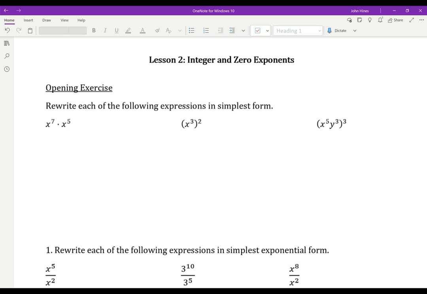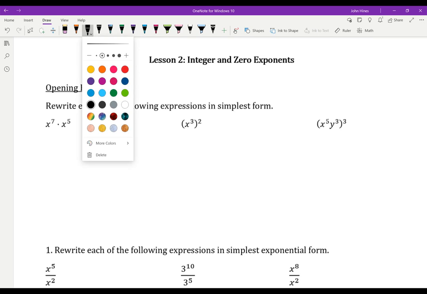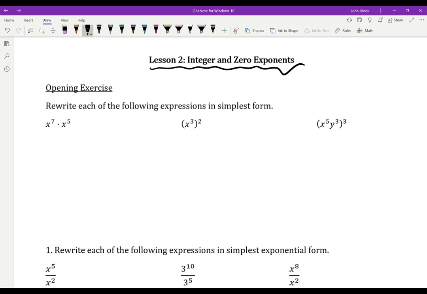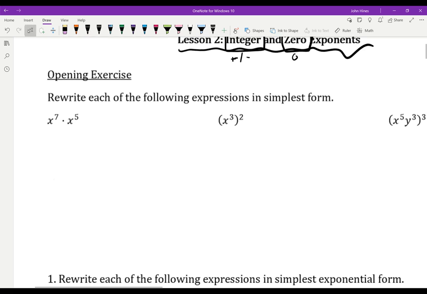Hi everybody, welcome back to lesson 2, where we're going to continue looking at our properties of exponents. We're going to extend it to look at what if I have any integer, which means positive or negative numbers, and what if I had an exponent of 0. So again, this is review from 8th grade. We're just making sure that we understand our properties of exponents because we're going to use them going forward in our mathematical journey.